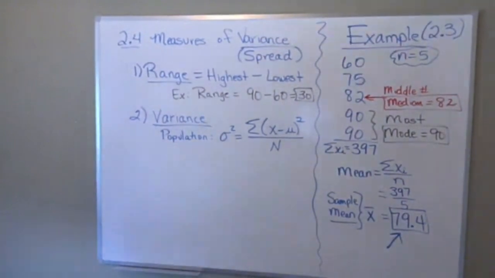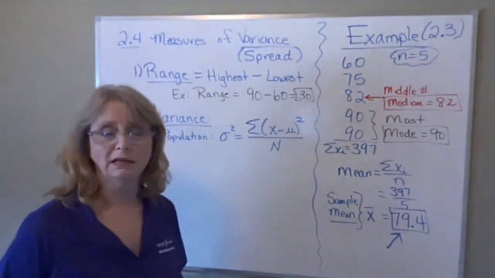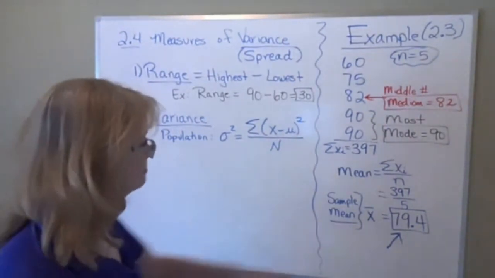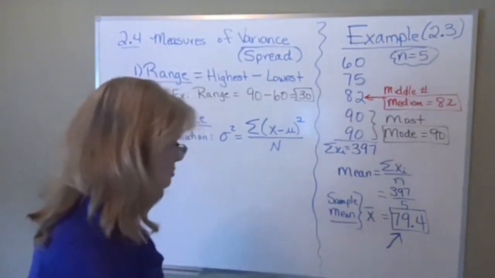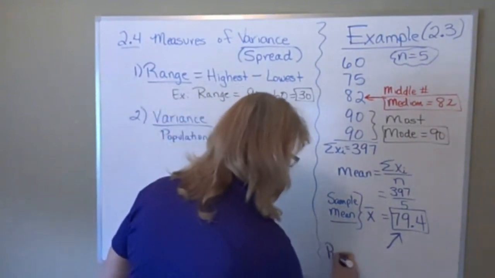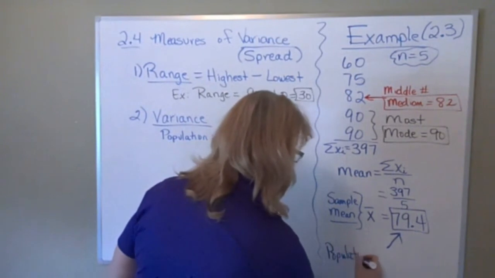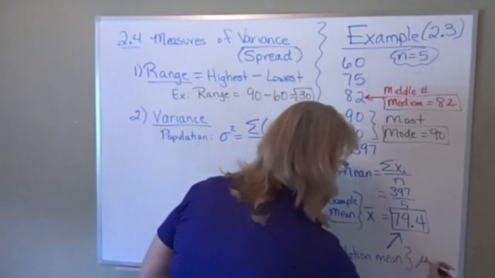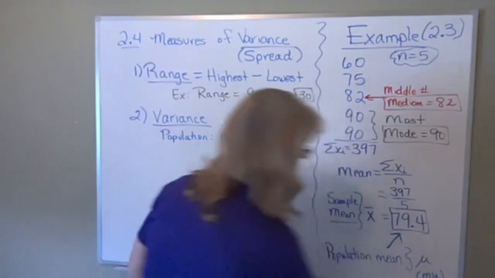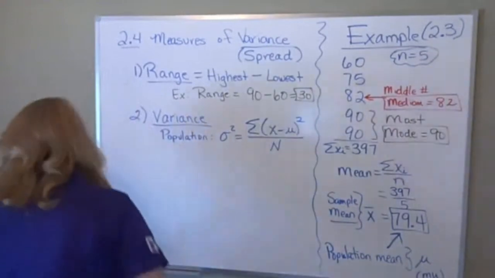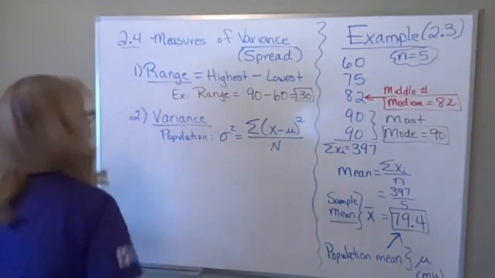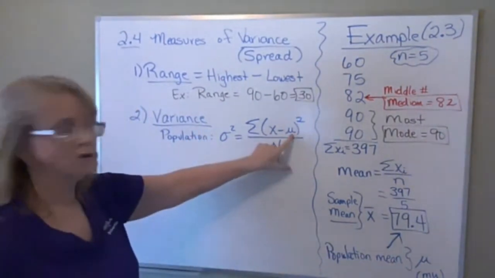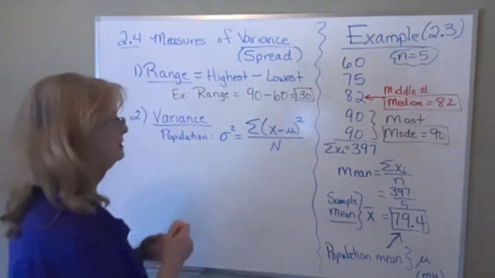The formulas are different. When we did population and sample mean, the formulas were the same. The symbols were different. So sample mean was X bar, and just as a reminder, for population mean the symbol was mu. And notice here on our formula for population variance, there's a mu there. So that's the population mean right there.